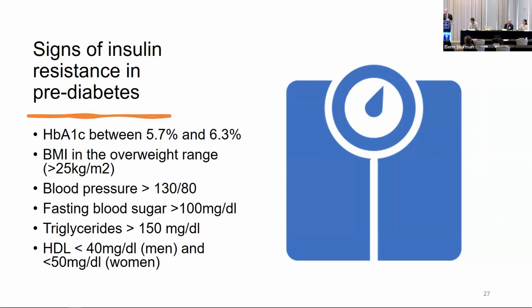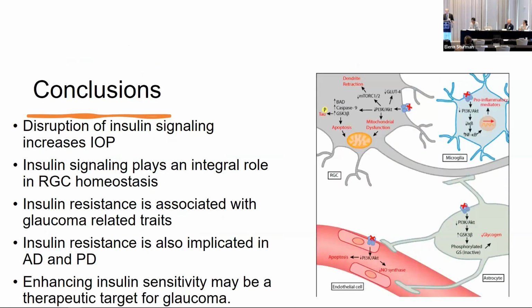So I would argue that if you look through the literature, there's some evidence to suggest that some or all of these things are related to primary open-angle glaucoma. And so, again, adding more evidence that insulin resistance is a really important thing to be thinking about when we think about the pathogenesis of primary open-angle glaucoma.